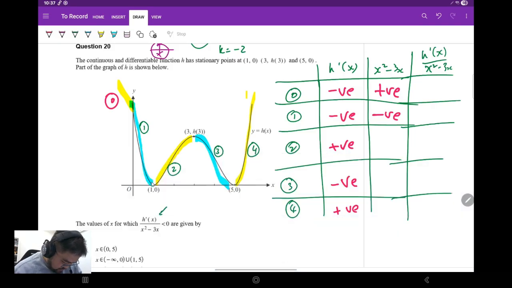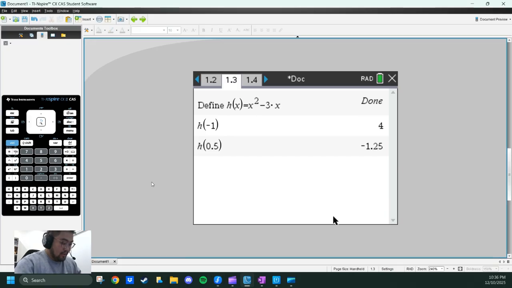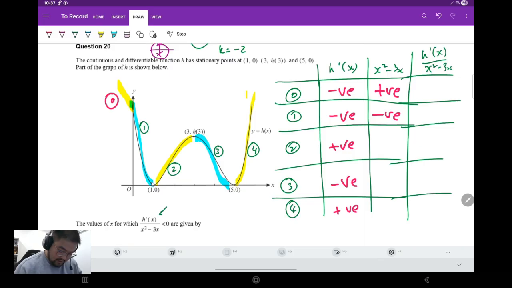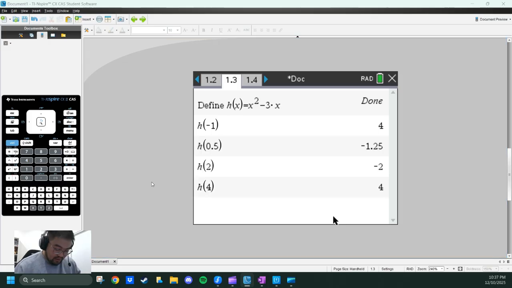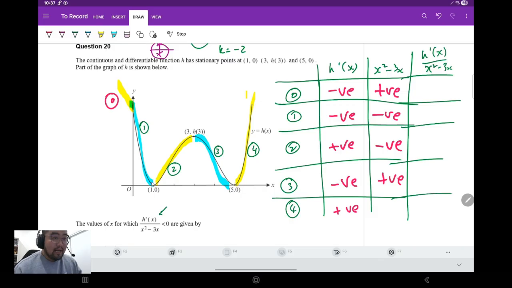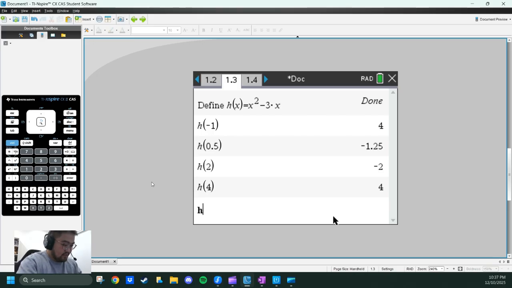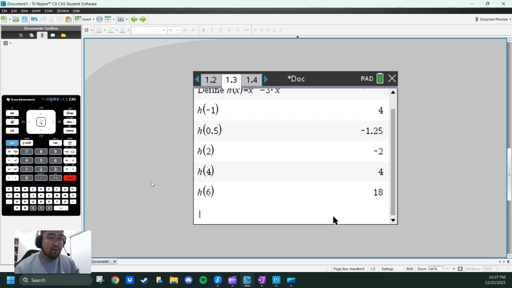Now section 2, we've got 1 and 3, so I'm going to try 2. H of 2, we get -2. That's negative. Section 3, we've got 3 and 5, so I'm going to try 4. H of 4, that's positive. And the last section is greater than 5, so I'm going to try 6. H of 6, 18, positive.